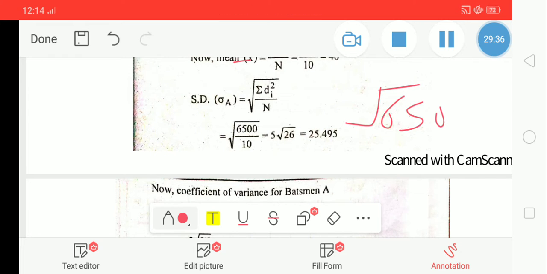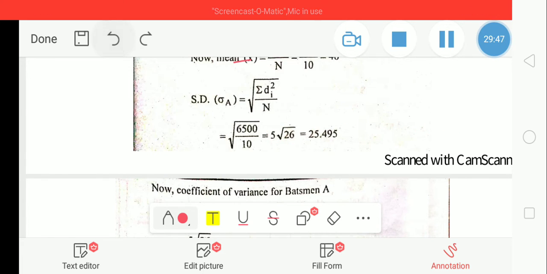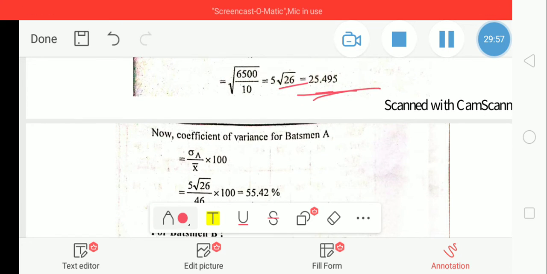650, so we can take 25 common: 25 multiplied by 26 is 650. So 5 comes out common; 5 square means 25. So 5 outside, under root 26. So the value is 25.495. That is the standard deviation of batsman A.